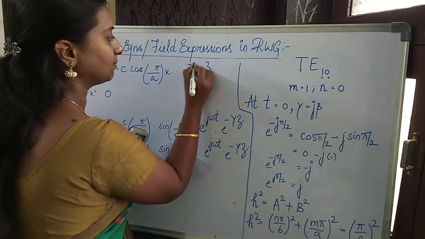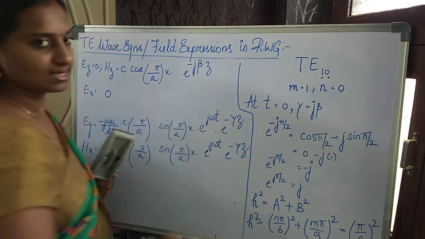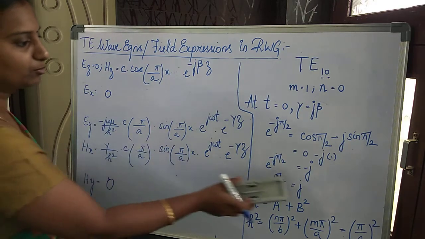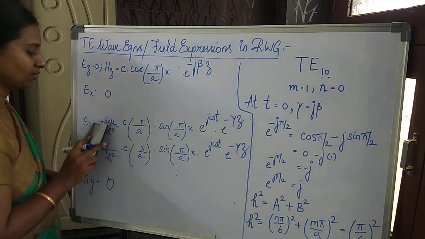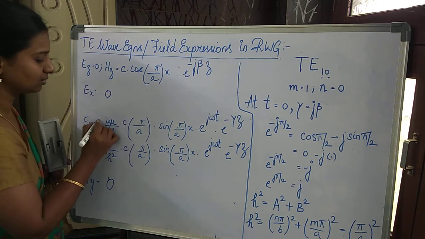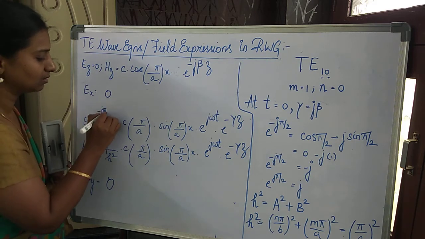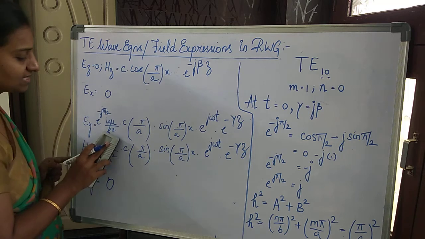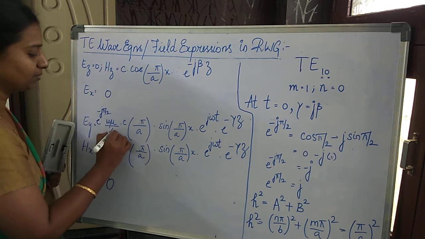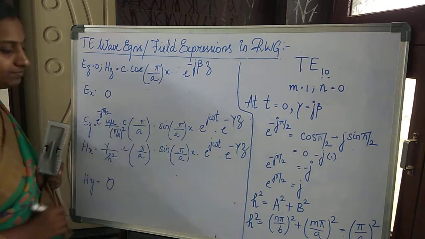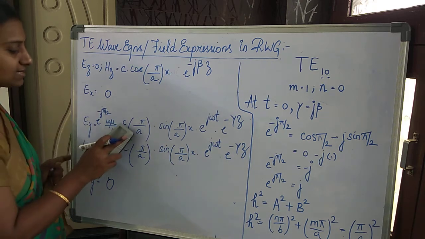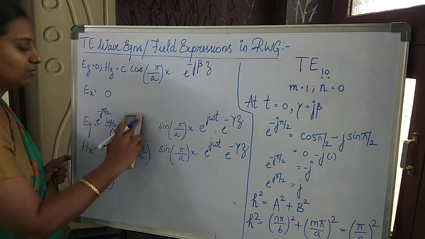So e power minus j beta z. Here, instead of minus j, can I put e power minus j pi by 2? Instead of minus j, just substitute e power minus j pi by 2. And instead of h square, can I put pi by a the whole square? So when I put pi by a the whole square, this pi by a and one pi by a term is going to get cancelled. So this term will go.